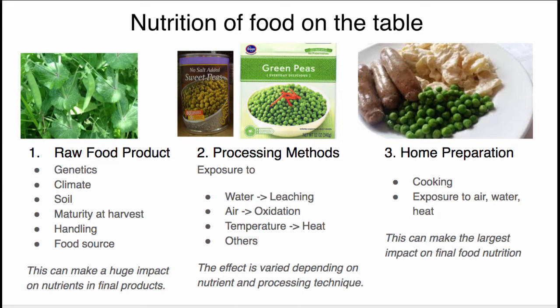And these are threefold. It includes both the raw food product, so how it was growing, its genetics, the climate, the soil, the maturity at harvest, the handling, the source of food. So we can imagine the nutrients going into a cow affects the nutrition that makes up the steak as a food product. So this actually has quite a huge role to play, and nutrients can change in value twofold or even more in the same food product, so peas, grown under different conditions.